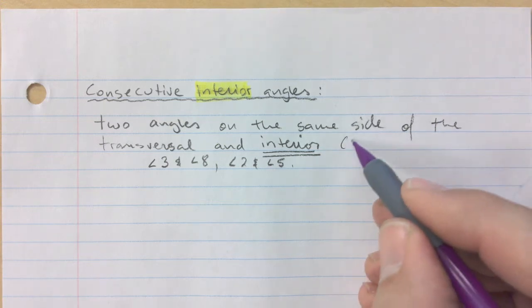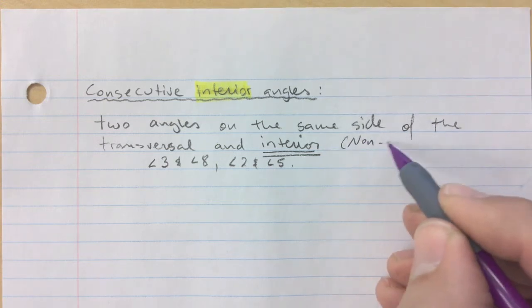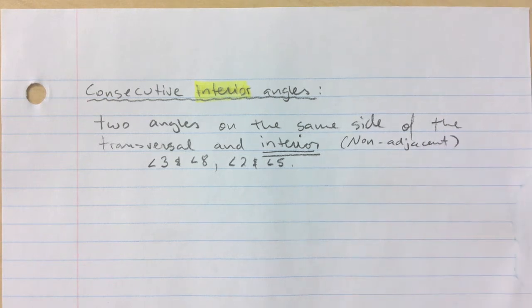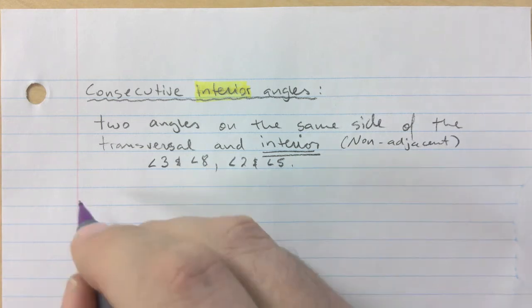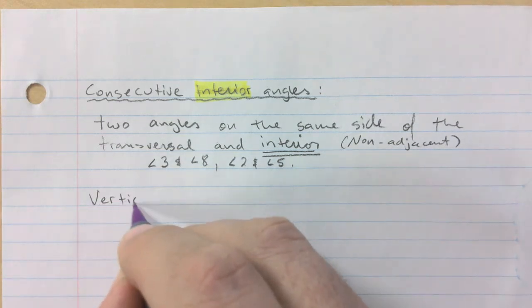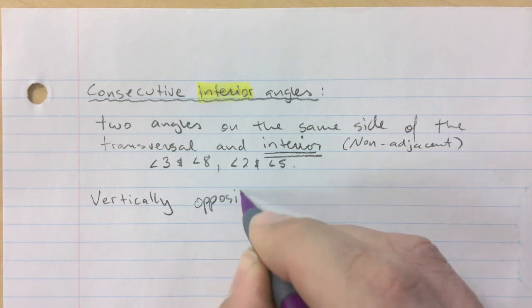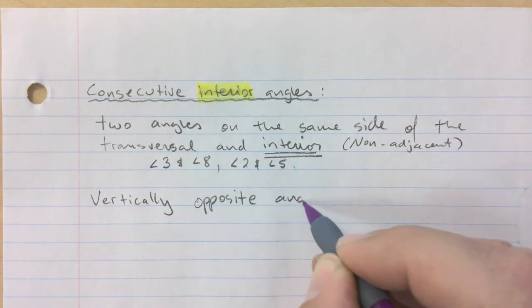Maybe I'll just add non-adjacent, because some folks might grab one that is right above it or beside it, even though everything already in that statement tells you what it's supposed to be. And there's vertically opposite angles.